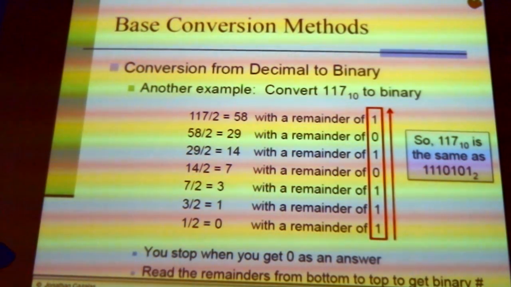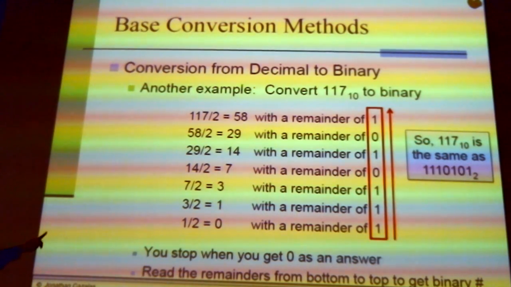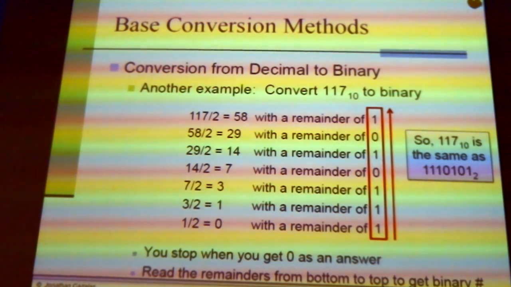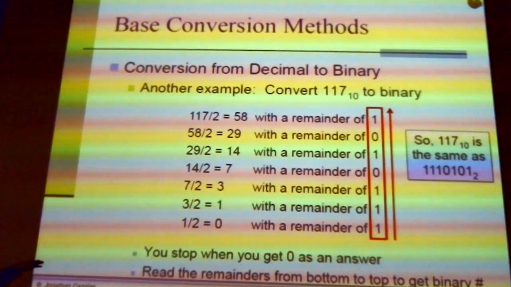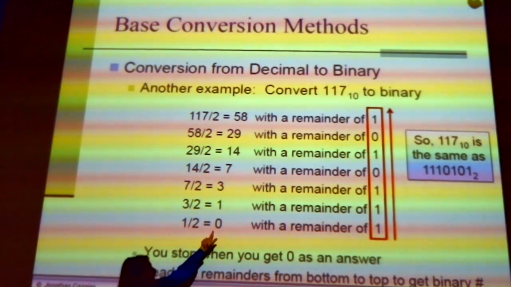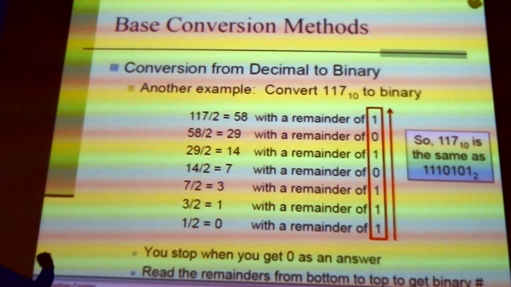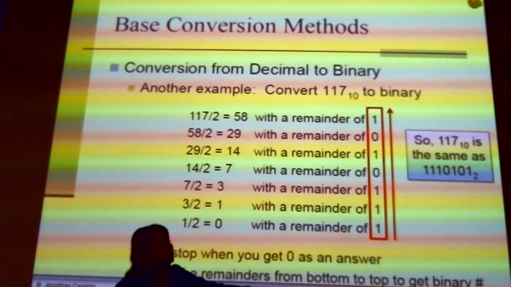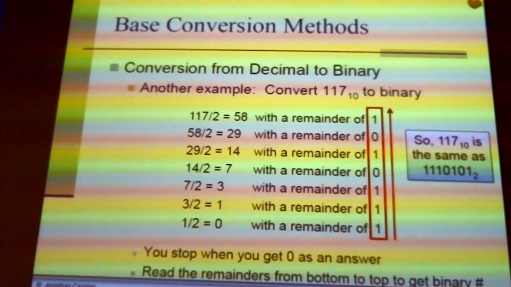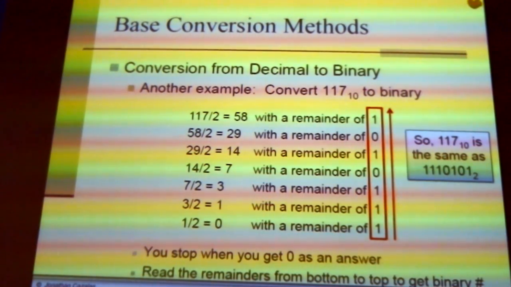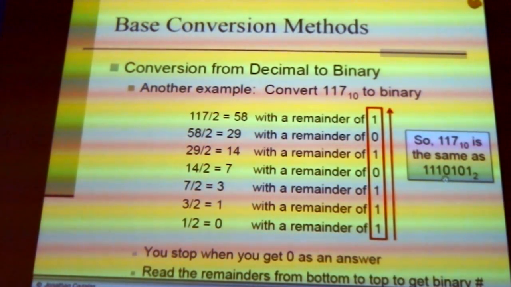Our 7 divided by 2 is a 3, and we have 1 left over. Our 3 divided by 2 is a 1, with 1 left over. And finally, we get to our stopping point: 1 divided by 2 is 0, because it doesn't work, and we have that remainder of 1. And so you can see this is a better representation of how to write out the binary representation.